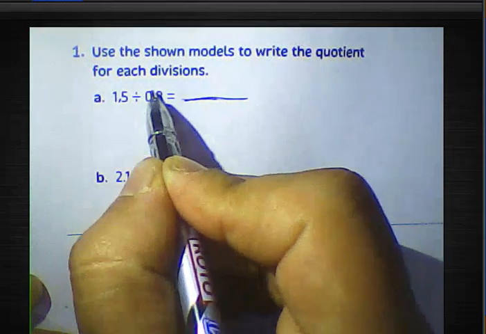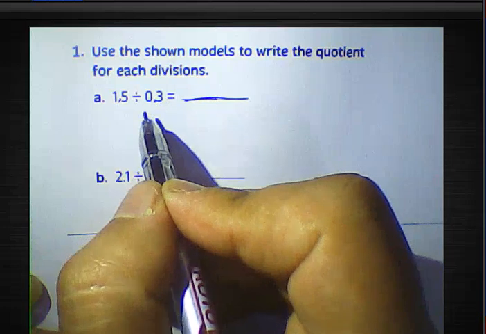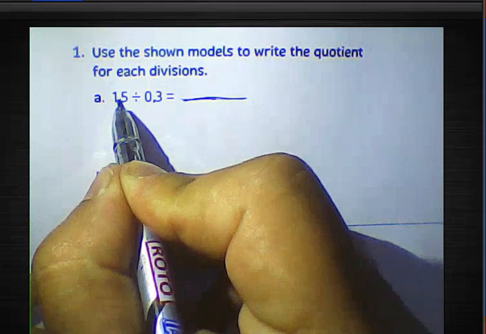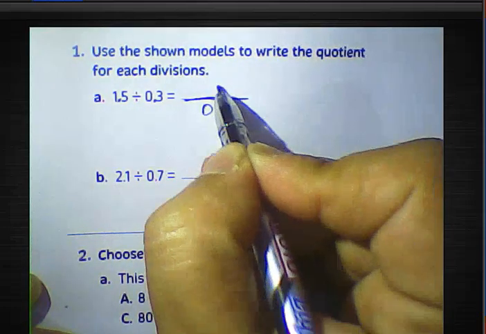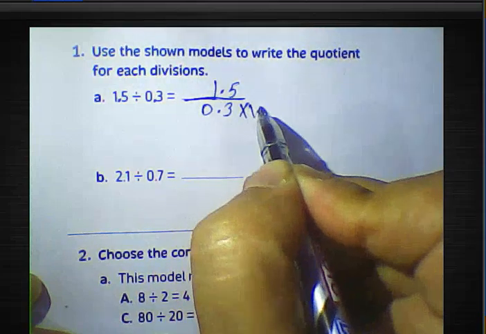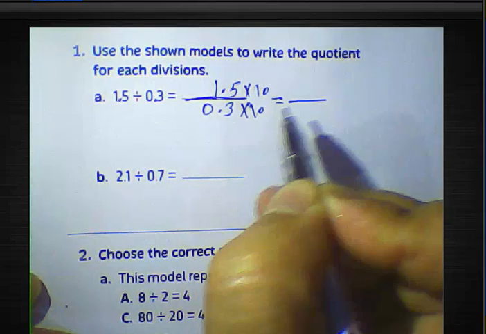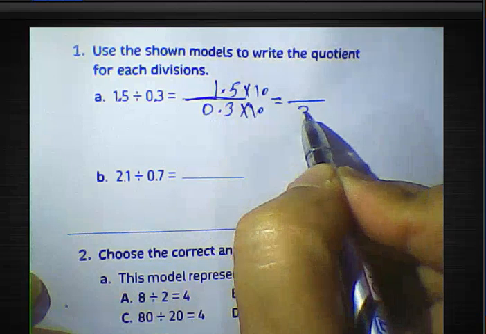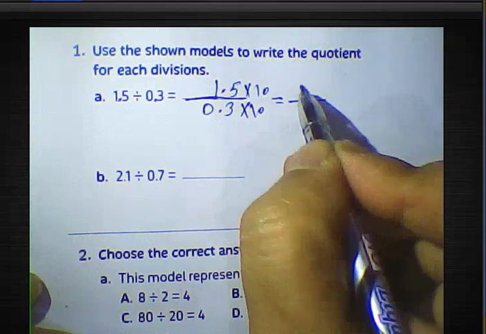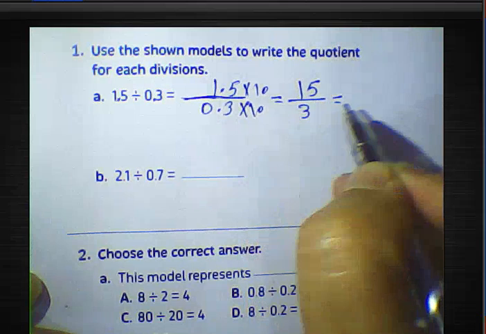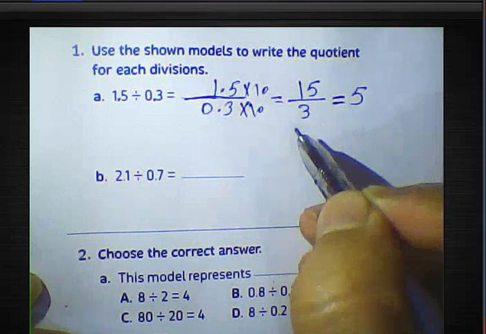We must convert the divisor from a decimal number to a whole number by multiplying by 10. Right here, 0.3 and 1.5. First, we can find the result by multiplying by 10 to cancel the point. Then the result will be 3 in the denominator and 15 in the numerator. 15 divided by 3 equals 5. Then the result will be 5.